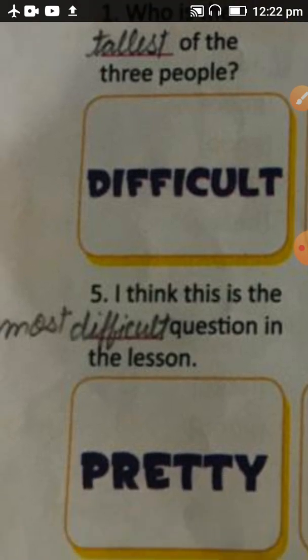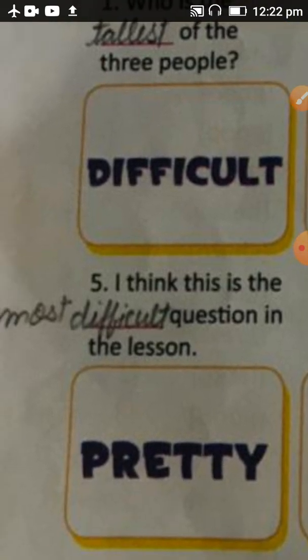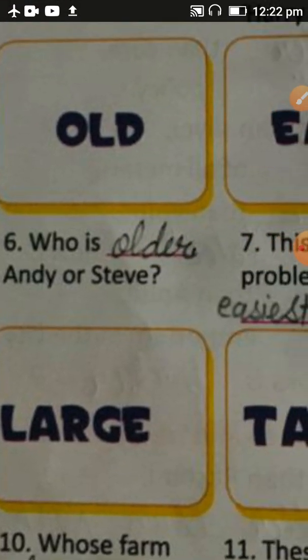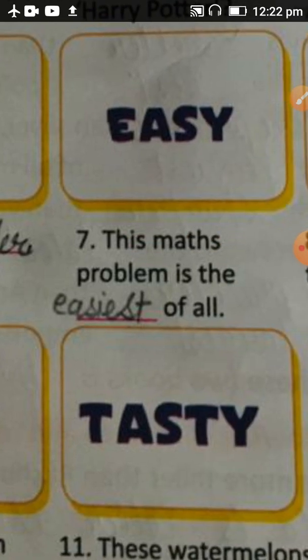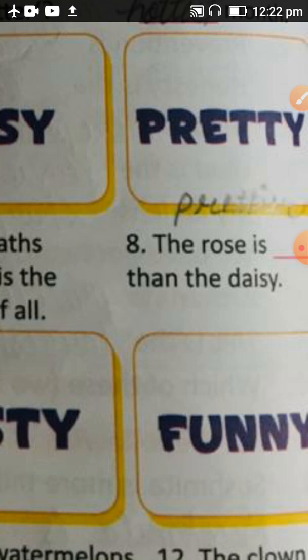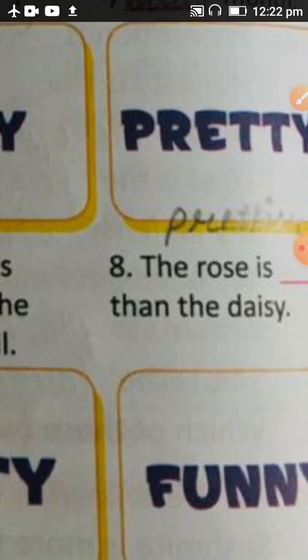Next one is difficult. Word is written here. I think this is the most difficult question in the lesson. Comparative, no comparison is there, only superlative degree. Next one, who is older, Andy or Steve? Because two names are written here, I told you. So we will put comparative degree. Now come to the next one, seventh one. This maths problem is the easiest of all. Okay. Next, eighth. The rose is prettier than the daisy. For pretty we will put prettier.